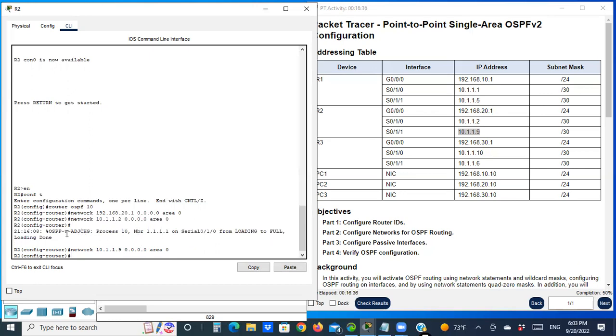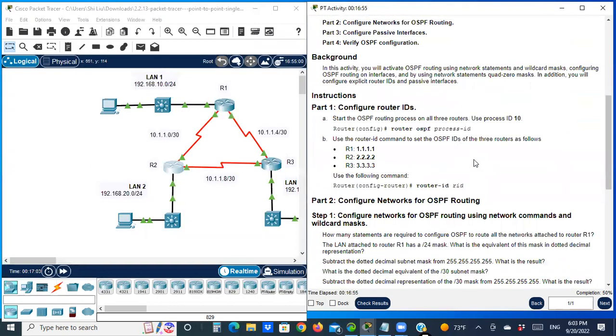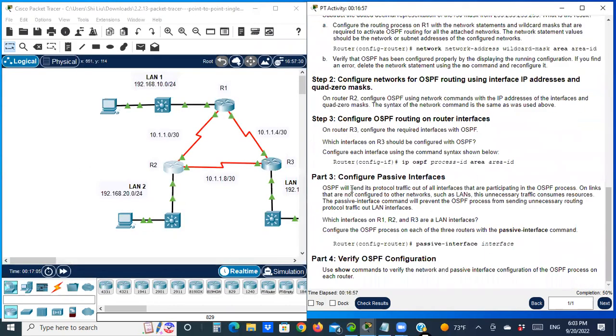Here there's information coming out. The adjacency is established between R2 and R1, the neighbor R1. This is R1's router ID. So we're done with R2. Now we're going to configure R3.